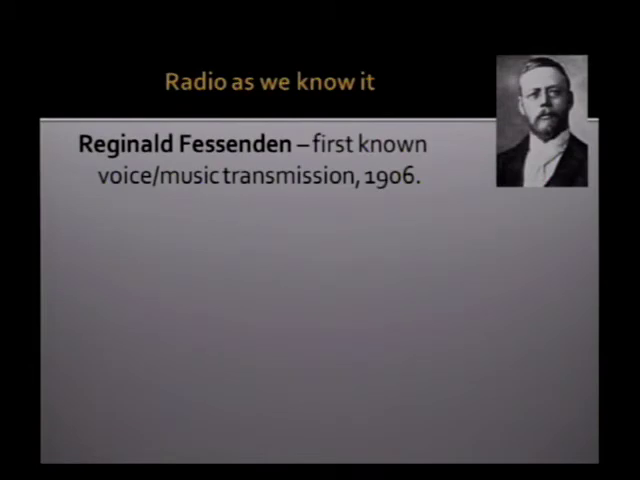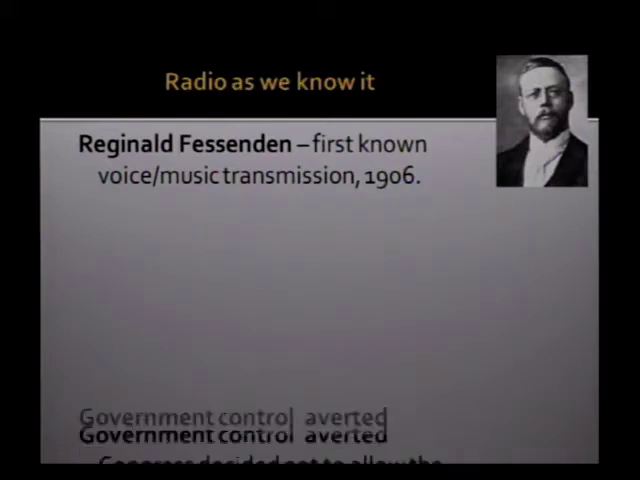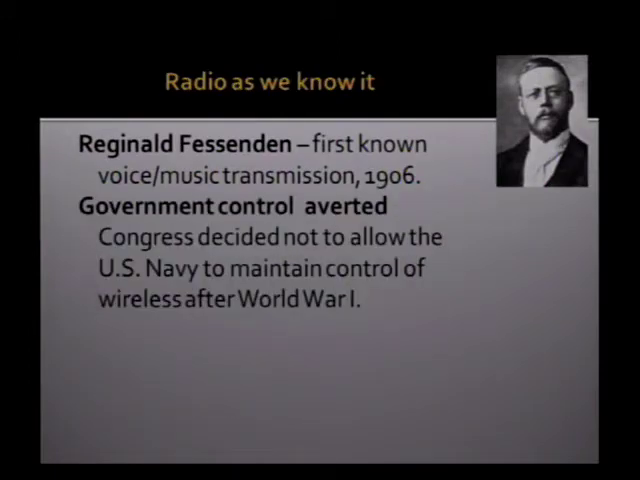Now we're getting to radio as we know it. The first instance of radio and voice transmission was by Reginald Fessenden in 1906. And so wireless radio was being used mostly still just to send telegraph signals. And in World War I, the U.S. Navy actually took over control of the wireless technology, so that different companies wouldn't be working at cross purposes, and the wireless technology could be used to coordinate the war effort.